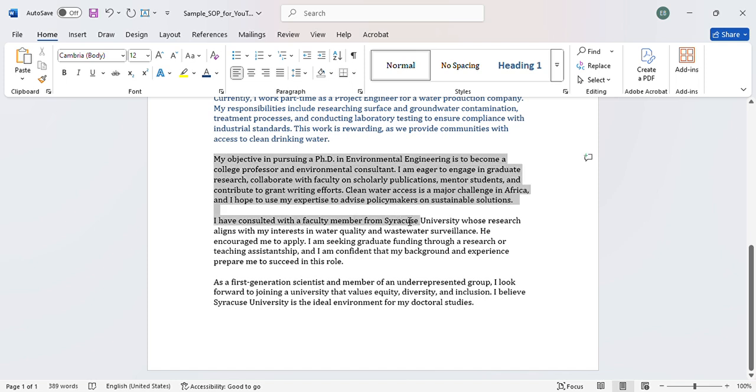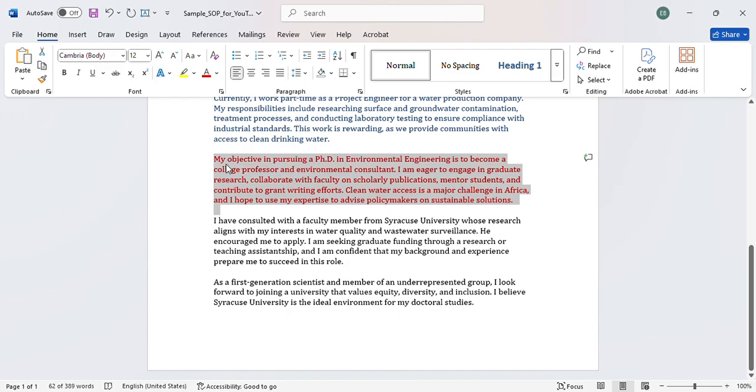So this is the program that I'm applying to. This one. Okay, my objective in pursuing a PhD in environmental engineering. So this is the program that I applied to. I gained admission to this school, but I didn't go. But I don't want to mention the school here.